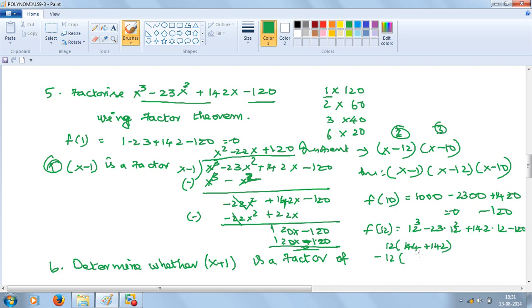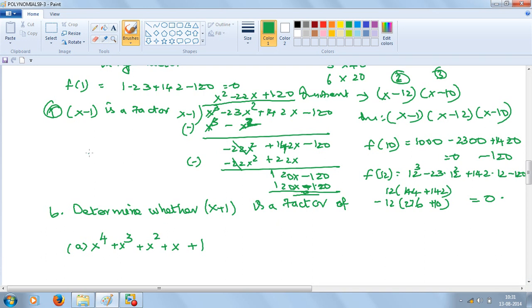3 12s are 36, 3 2s are 12, 24 plus 3, 27. And here, what is the other? This other minus term is 120. Minus 12 into, we can take it as 10. So 286 here. You can use some other actual multiplying also, you will get the same result. So what is the result? The answer is x minus 1 multiplied by x minus 12 multiplied by x minus 10.